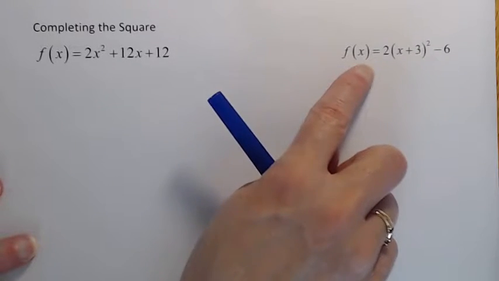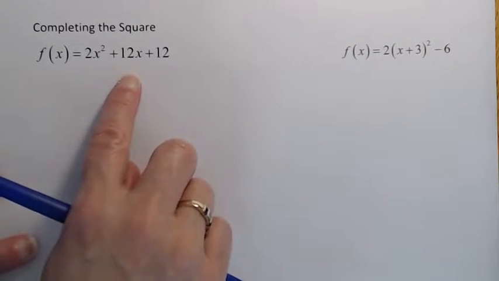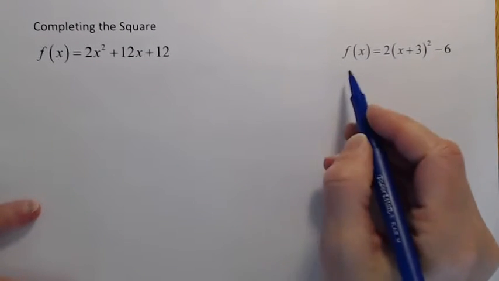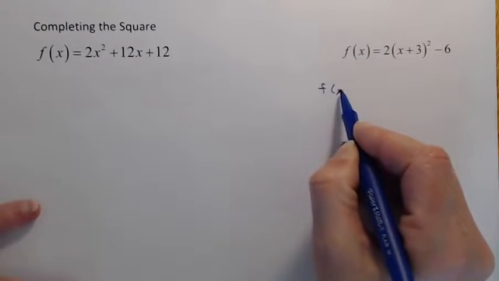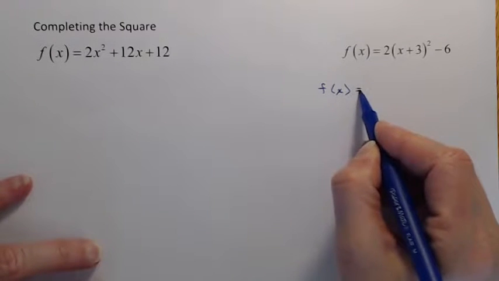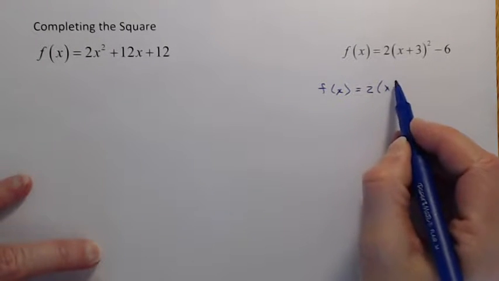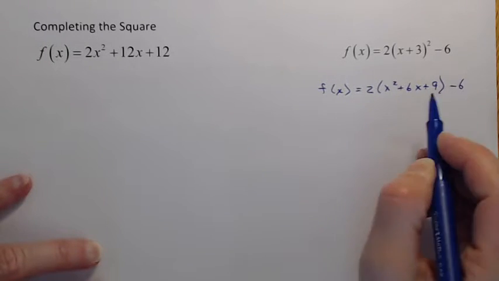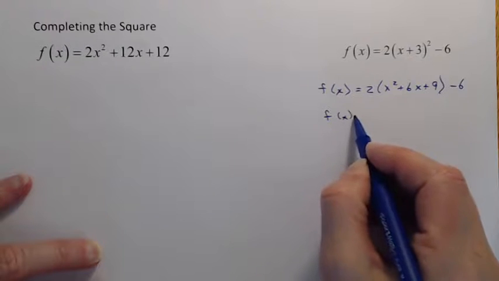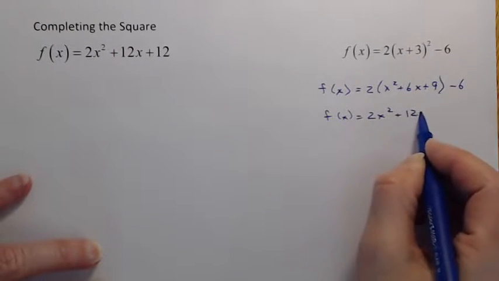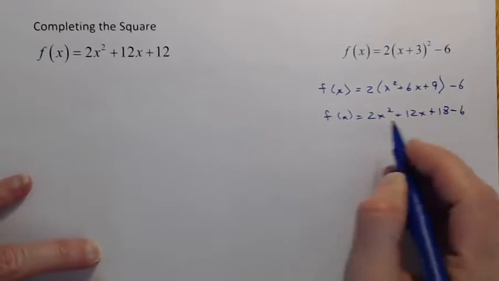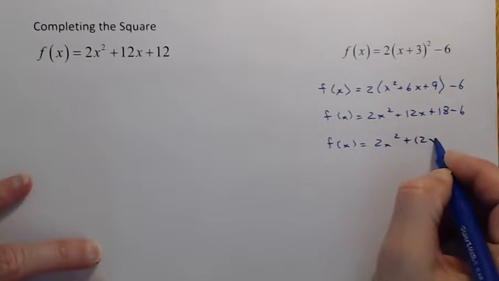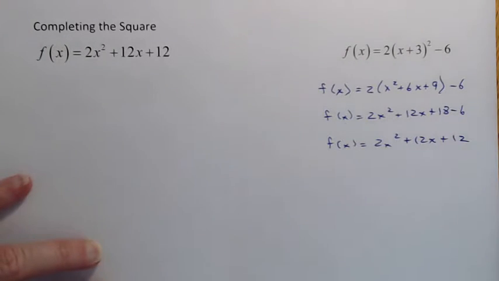We could certainly take this form and change it back to this one by FOILing it out. Let me just show you that. So if you have it in this form and you want to send it back to this form over here, we just have to FOIL out the parentheses. So that's x squared plus 6x plus 9. Distribute the 2. And then collect our like terms. And we can see we're back to this form.